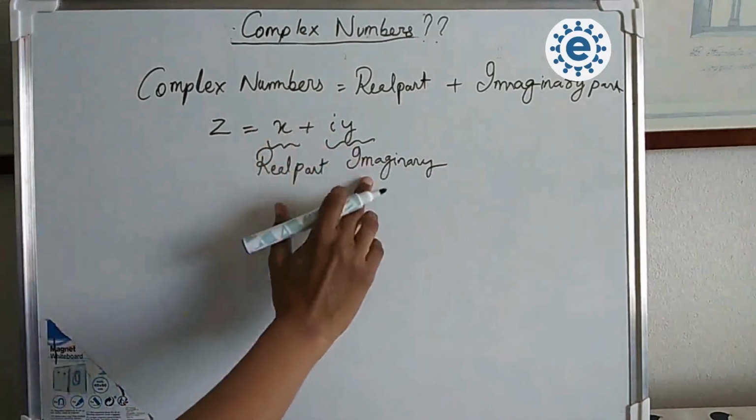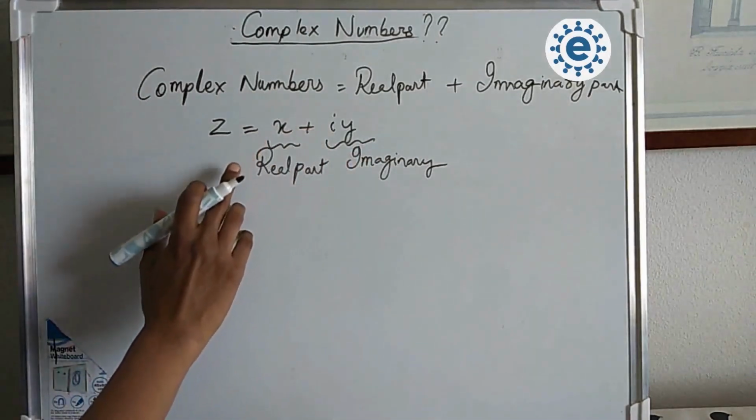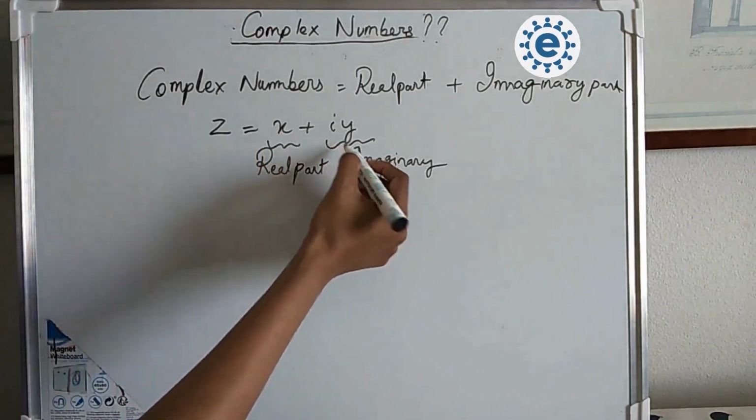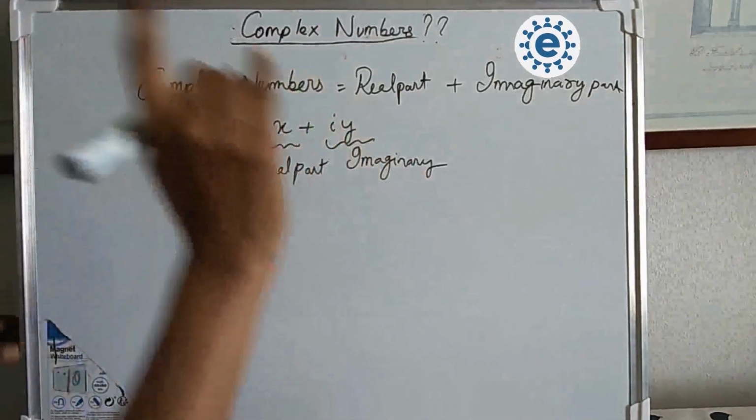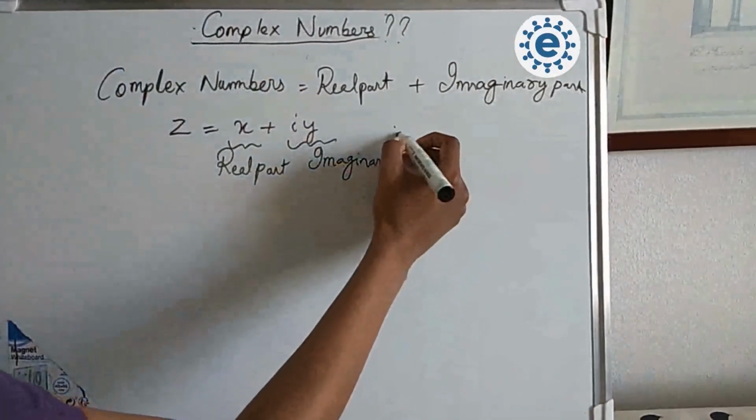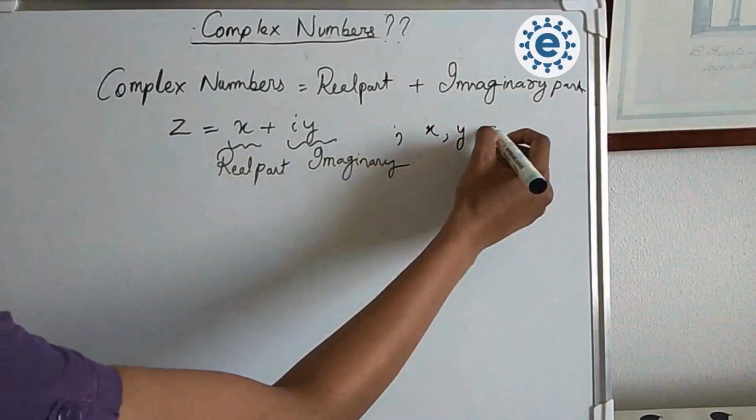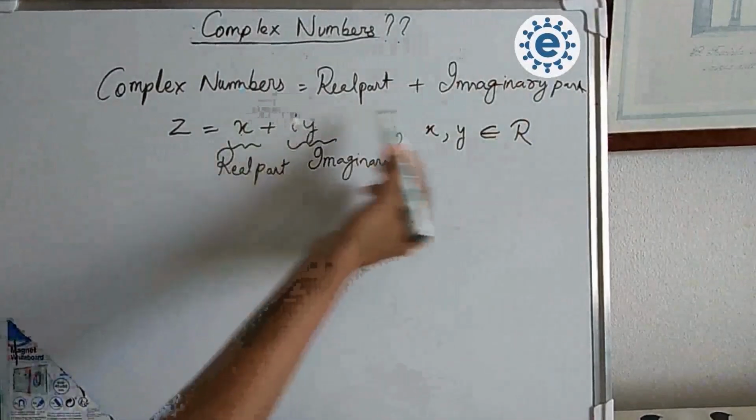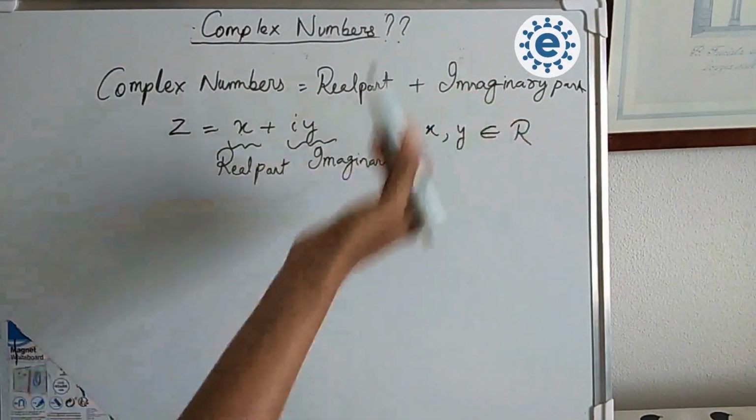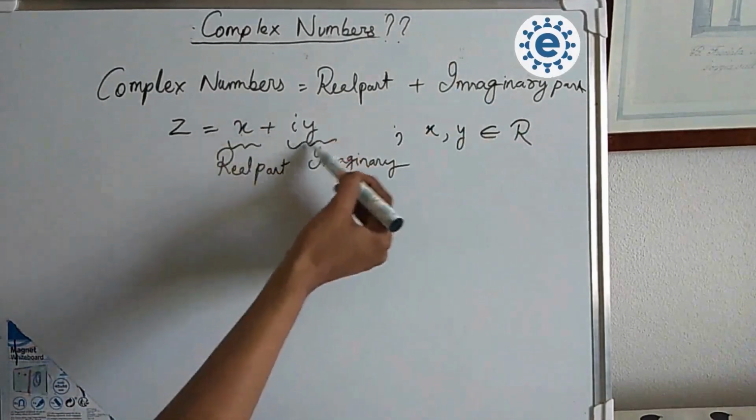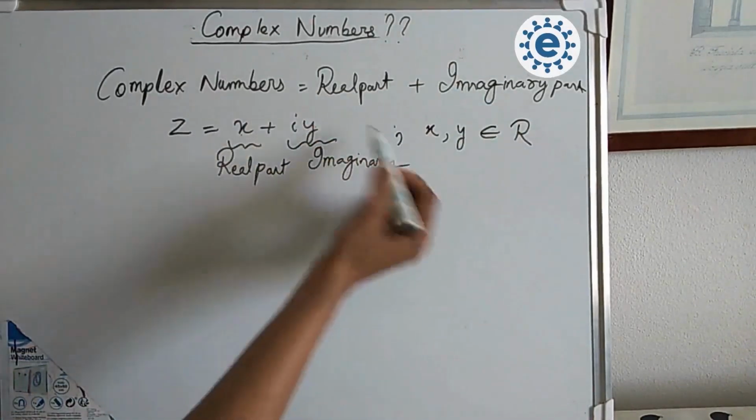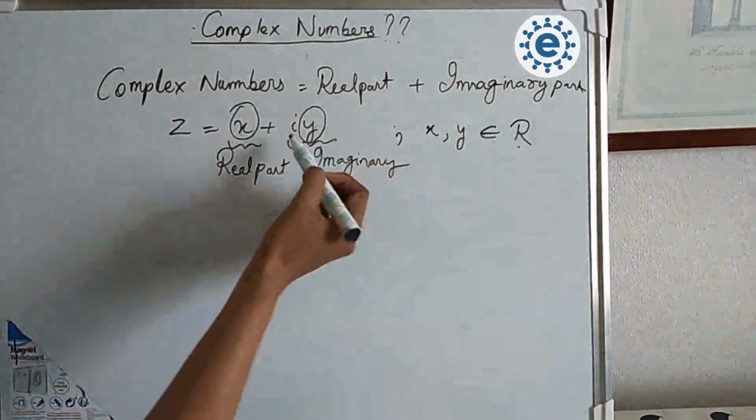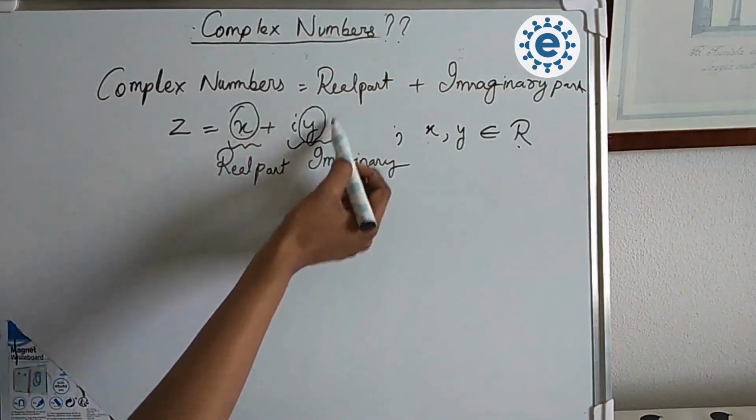So real part and imaginary part cannot be added together. Okay, now what we see, x is a real part and iy is the imaginary part. Here you have to remember one more important thing apart from this, that this x and y, they both are real numbers. But iy is an imaginary part.